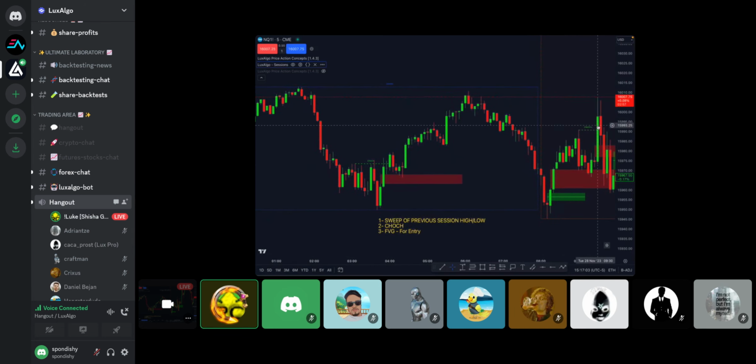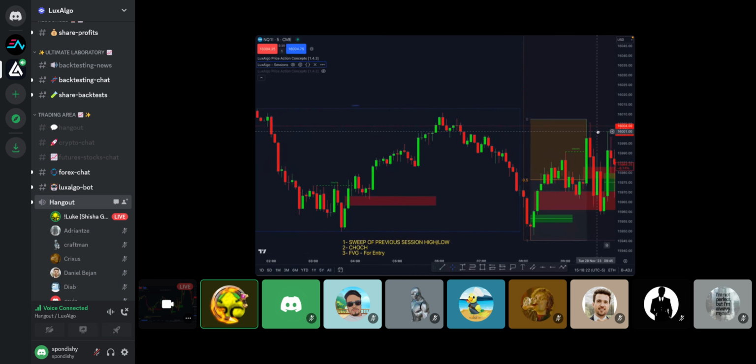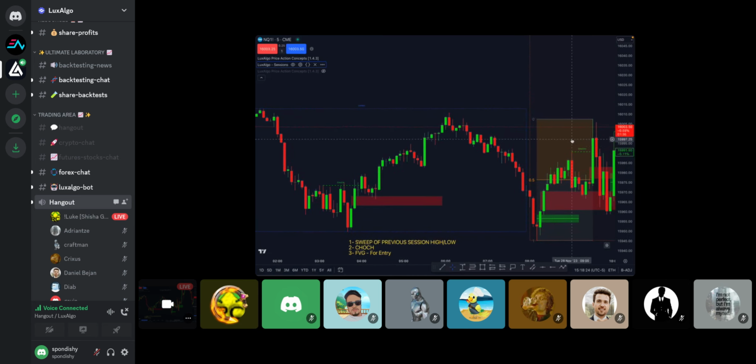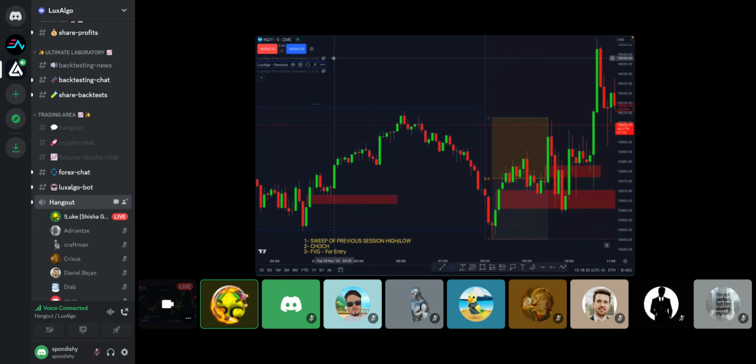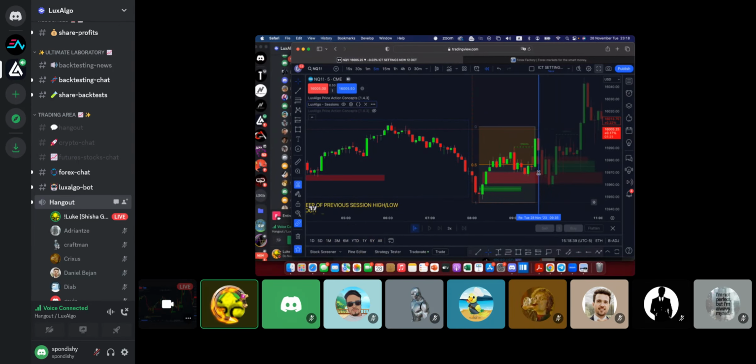So you take your Fibonacci, put it from low to high, and now we have premium and 50%. Anything above the 50% is premium. Anything below the 50% is discount. I really want to turn this off, so I'm going to turn it off just for the sake of understanding. Or I can go to replay. This is where replay comes in handy.